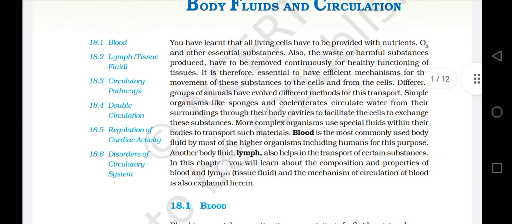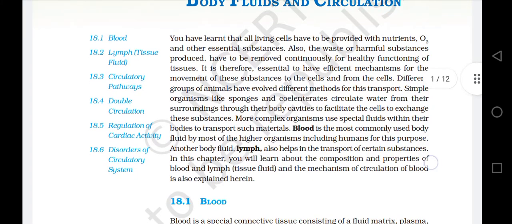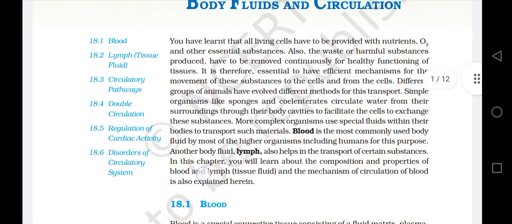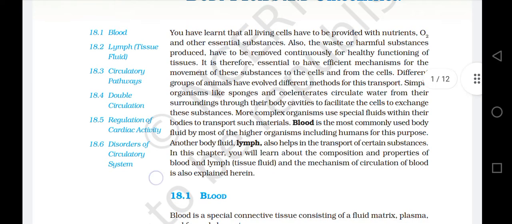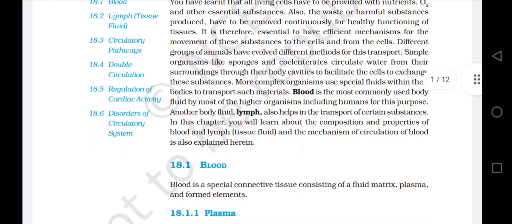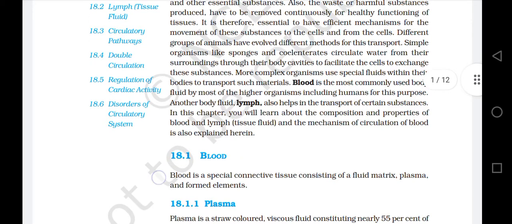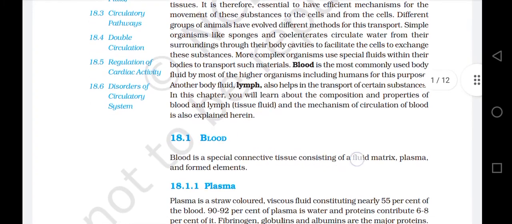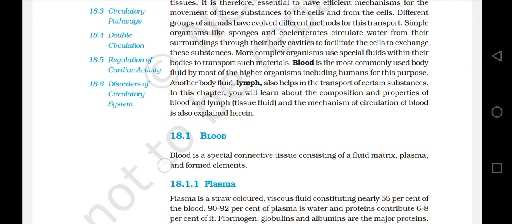In this chapter, you will learn about the composition and properties of blood and lymph. Tissue fluid and the mechanism of circulation of blood are also explained herein. 18.1 Blood. Blood is a special connective tissue consisting of a fluid matrix, plasma, and formed elements.